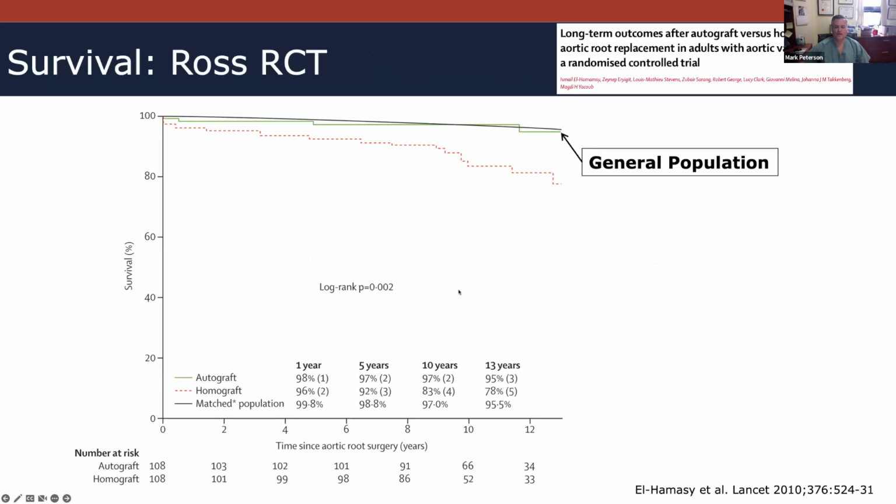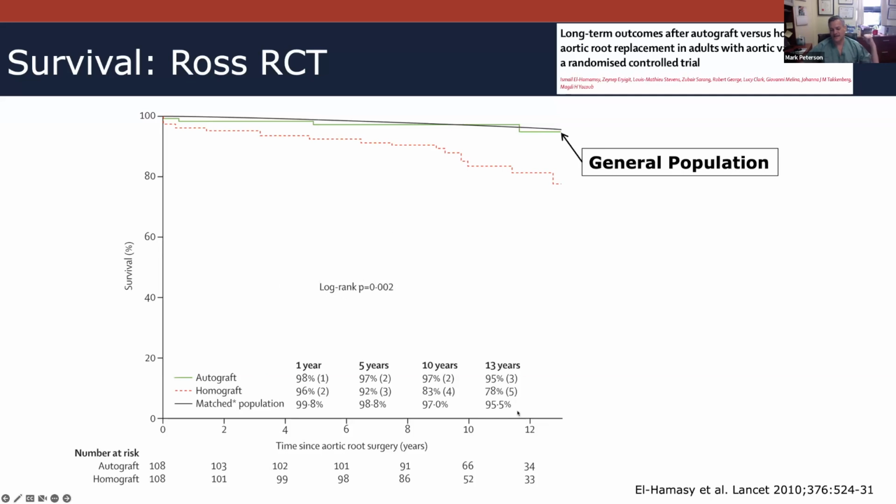So what is the impetus to consider a more complicated operation such as the Ross operation in this population? Well, this was a landmark paper published in Lancet in 2010. It was a randomized trial. It randomized patients, not just elective patients, but all comers. So patients with endocarditis, reoperations, high-risk patients with aortic valve disease to receiving either the Ross operation or an aortic homograft. And so this is the follow-up out to 12 years.